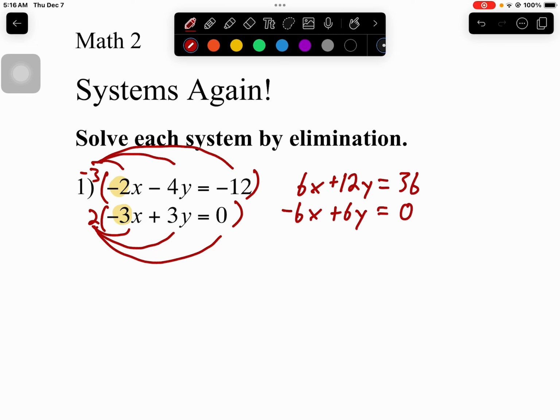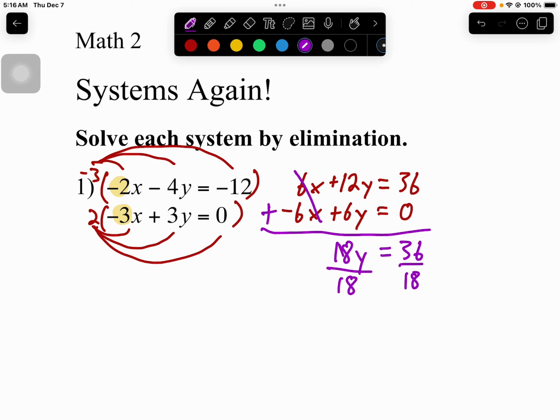All right. Now, I'm going to add straight down. And guess what happens? 6 plus negative 6 cancels out. Right? We did that on purpose because we wanted to get rid of it. So I got 12 plus 6y, which is 18y. And then 36 plus 0 is 36. Then I can divide by 18. And right away I've solved for y. Okay? Now, I have to solve for x now.